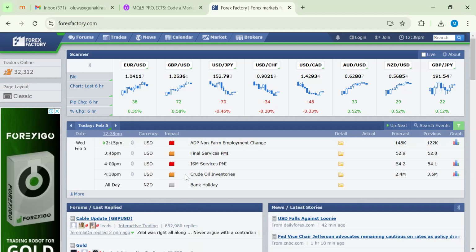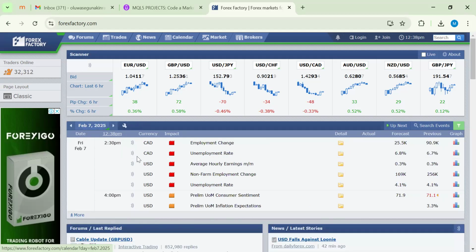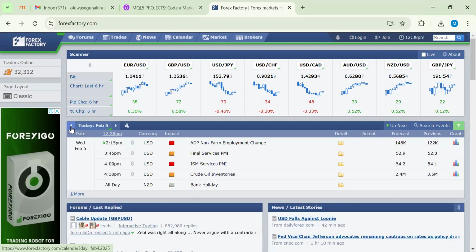We're having a lot of news tomorrow, and also on Friday, which is NFP. So as usual, we'll be trading our live NFP session on Friday. But today we are literally looking at ADP non-farm payroll. So this is just the check.